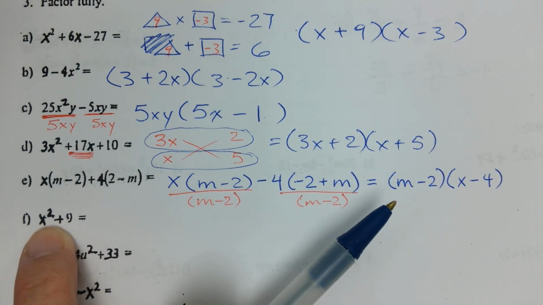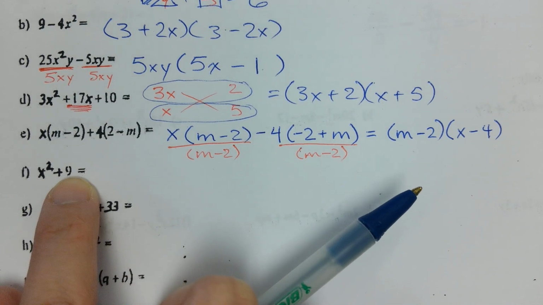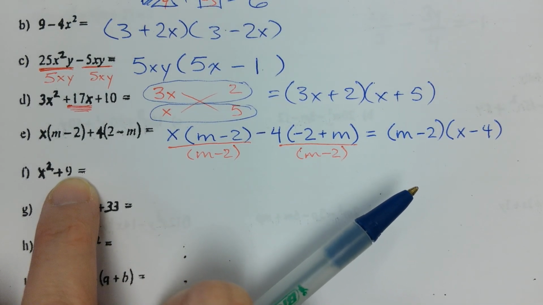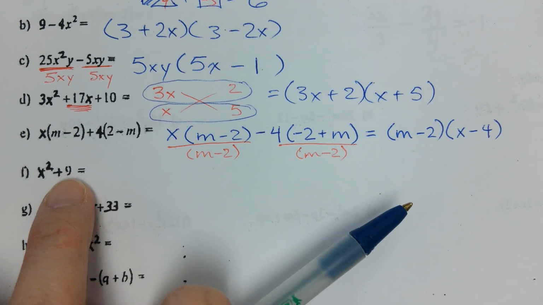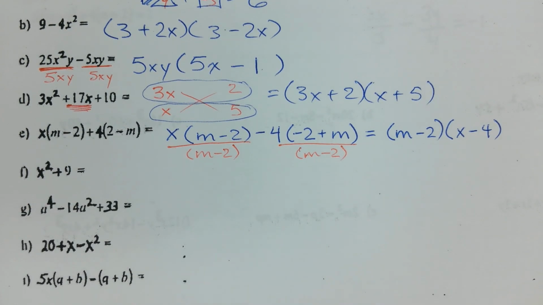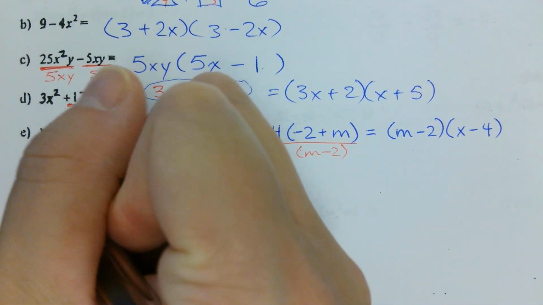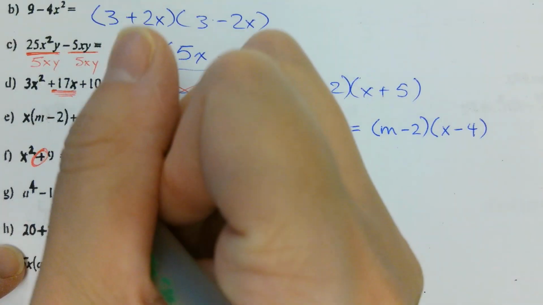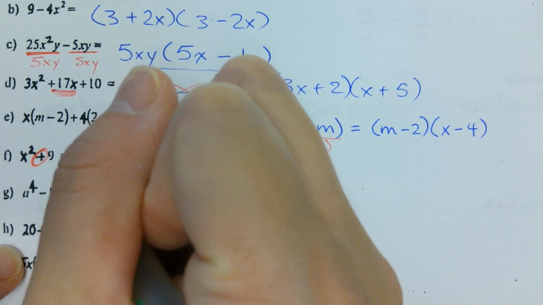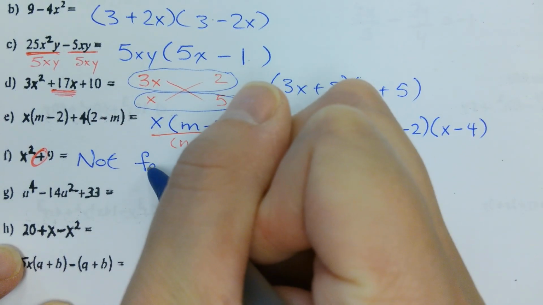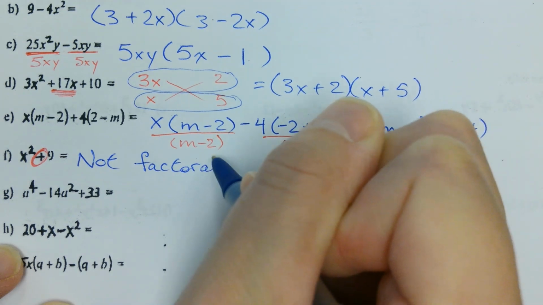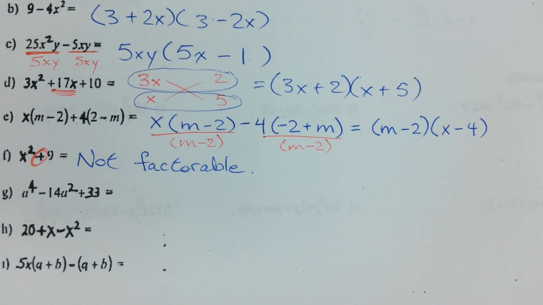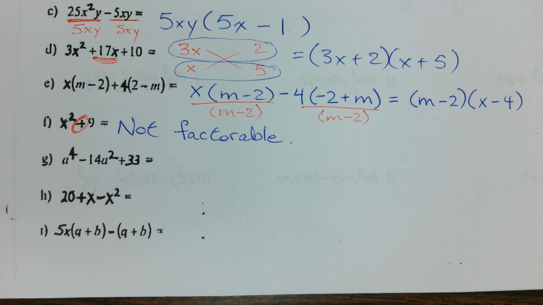Okay, F. What do you do for F? Notice the plus sign in between. So is it a difference of squares? No. So what could you do? Nothing. You can't do anything. This is unfactorable. Not factorable. So for those of you who thought about this question for a good 10 minutes, sorry. So this is not factorable.